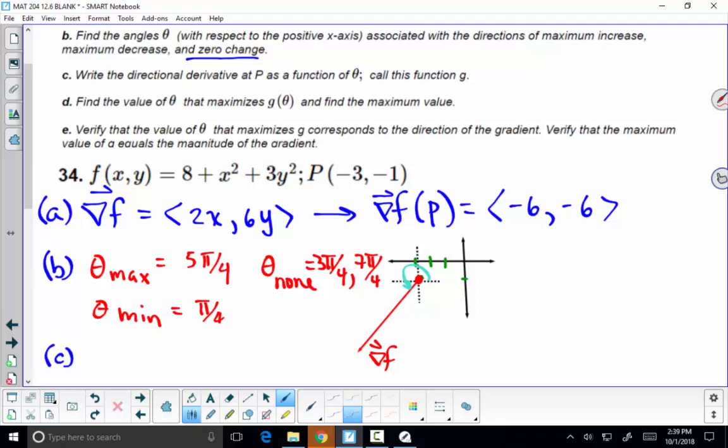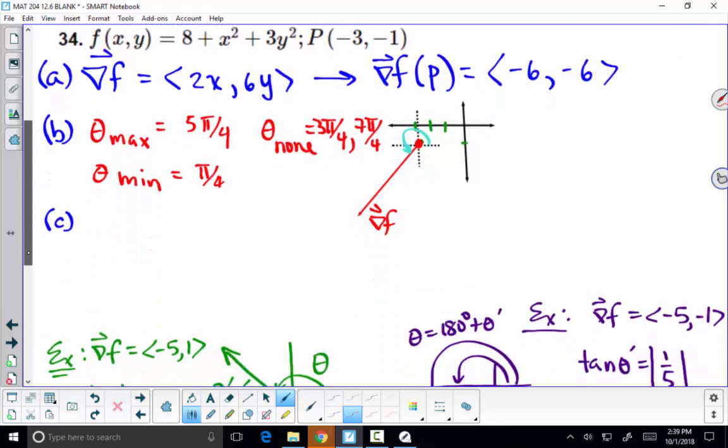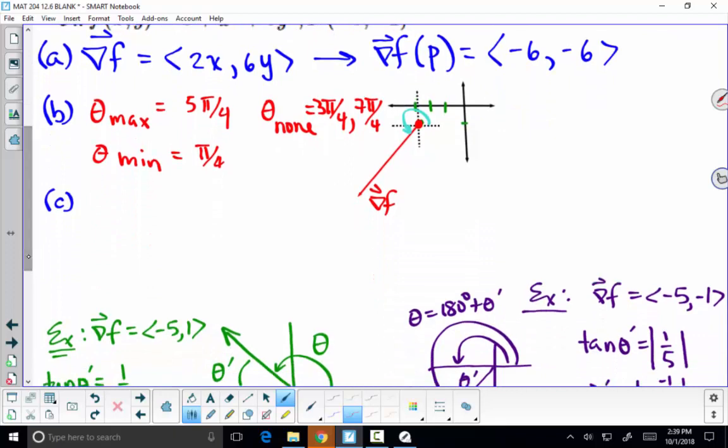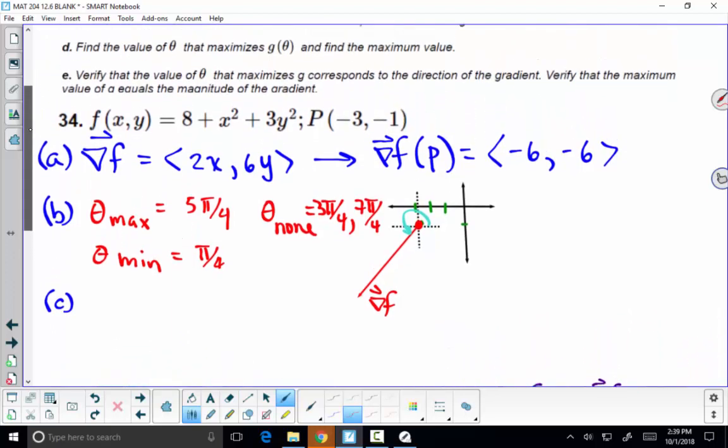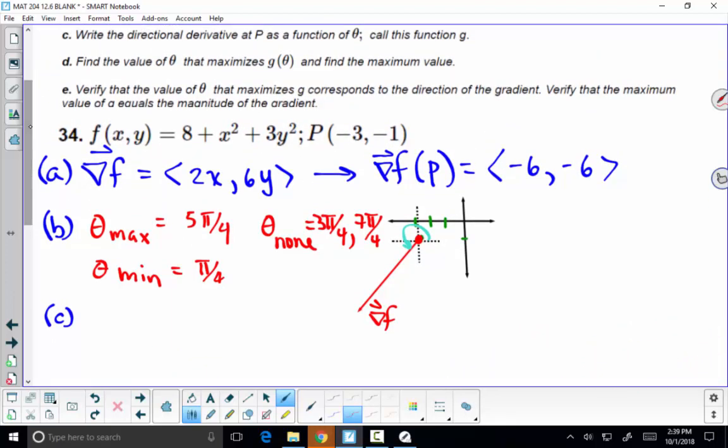Okay, part C. Find the directional derivative as a function of theta and call it g. All right, this one's hard to conceptualize, so let's read it a third time. Write the directional derivative as a function of theta. What was C? That is C. Okay, sorry. That's what we're trying to figure out right now. I'm getting my C's and D's mixed up.